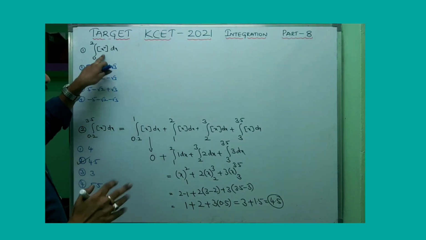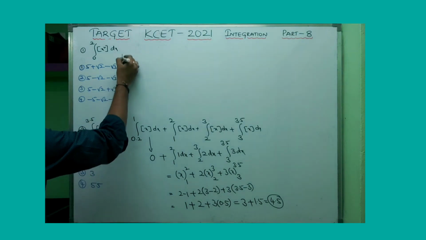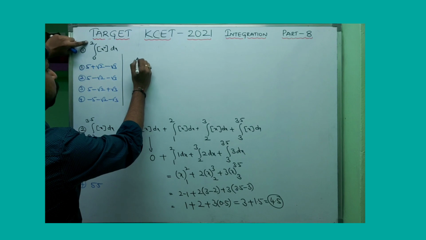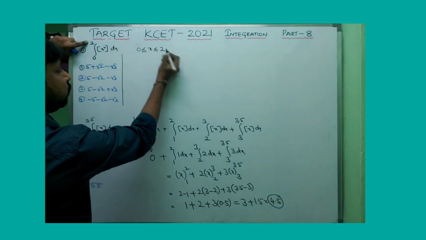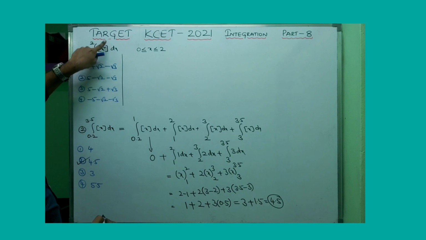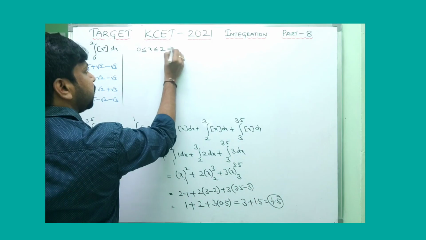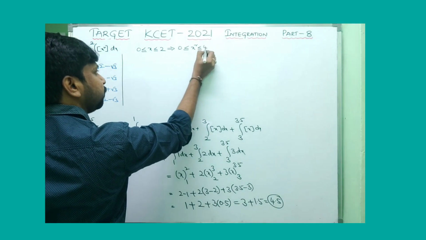Other than bracket x, what is the procedure? So listen very carefully, this is the very important logic. The meaning of 0 to 2 is 0 less than or equal to x less than or equal to 2. These limits are x limits. Now you are going to convert them into function limits. So this implies 0 less than or equal to x square less than or equal to 4.